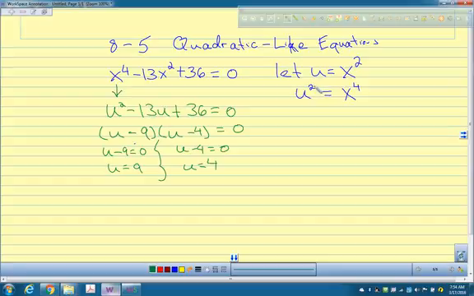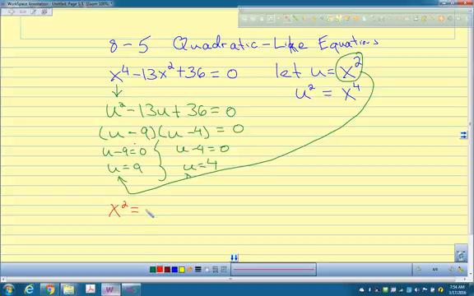You say, well, what did I let U be? I let U be x squared. So now you substitute this back in for U. Okay? It's called back substitution. So you sub back in, and now you have x squared equals 9, and here you have x squared equals 4. And so if x squared equals 9, what's x equal to? Plus or minus 3. And here x equals what? Plus or minus 2. All right?